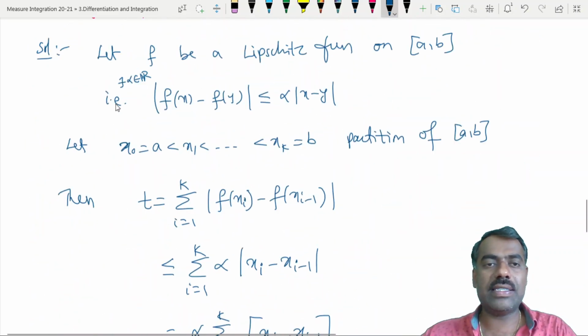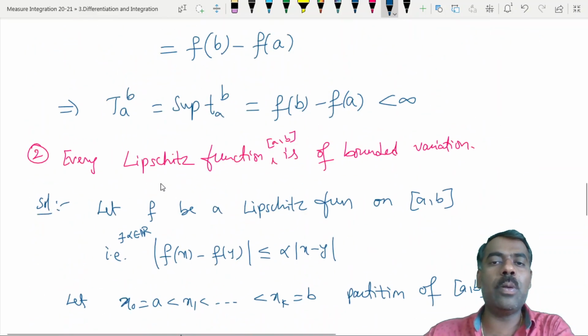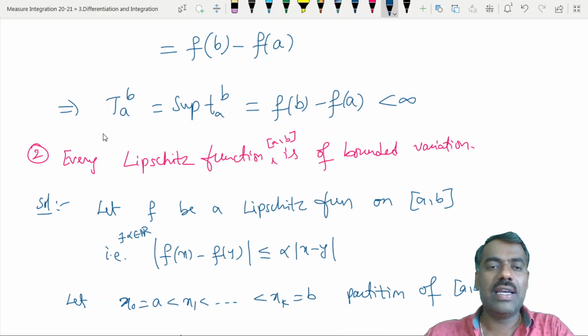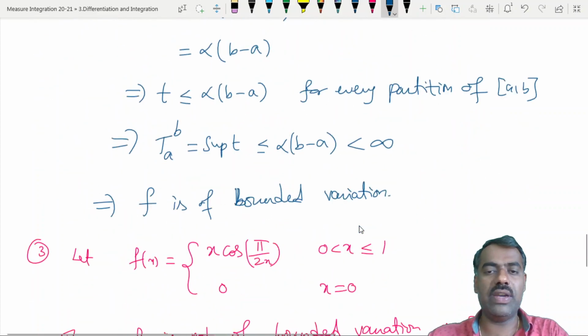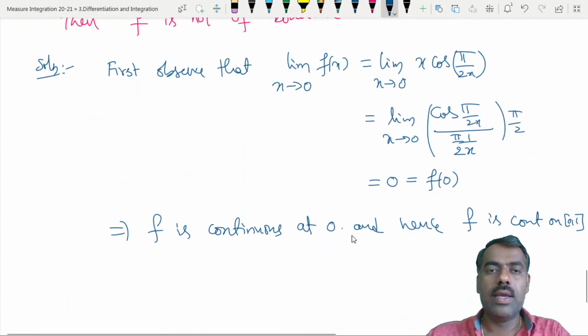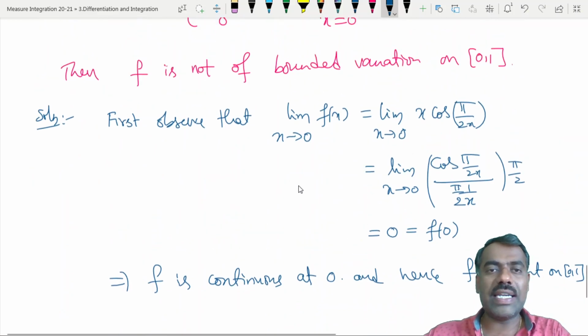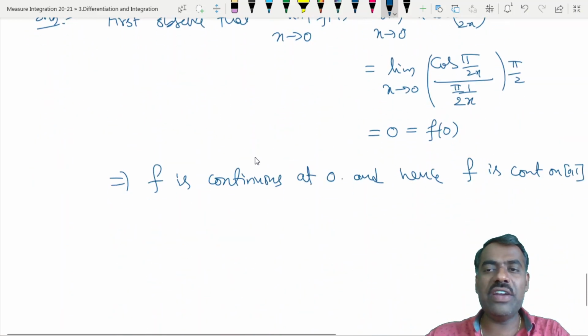But by the previous example, every differentiable function is of bounded variation. Because even a weaker condition is enough: if it satisfies a Lipschitz condition, then it is of bounded variation. Fine. Now, how will we show that it is not of bounded variation?